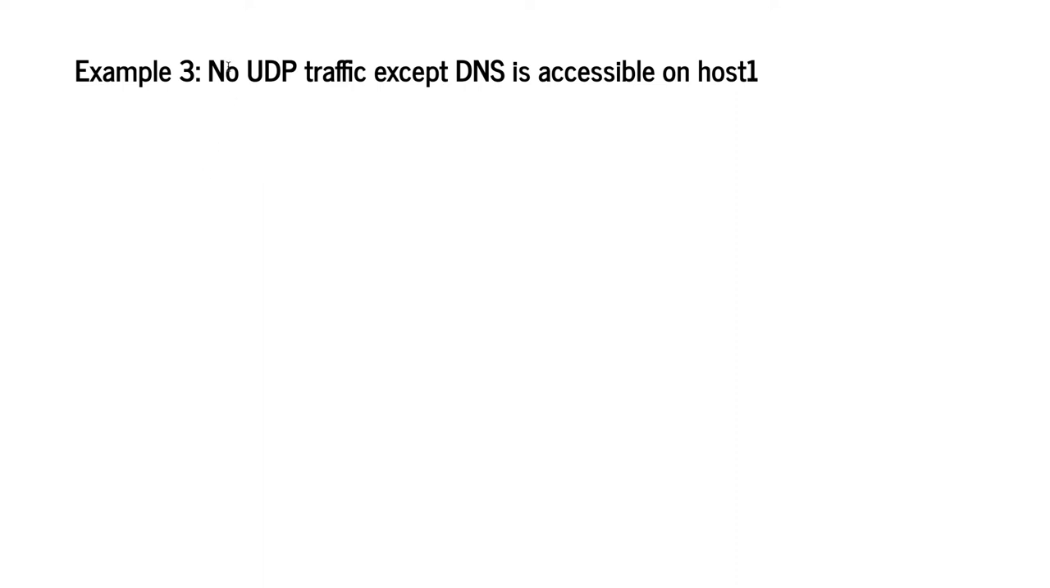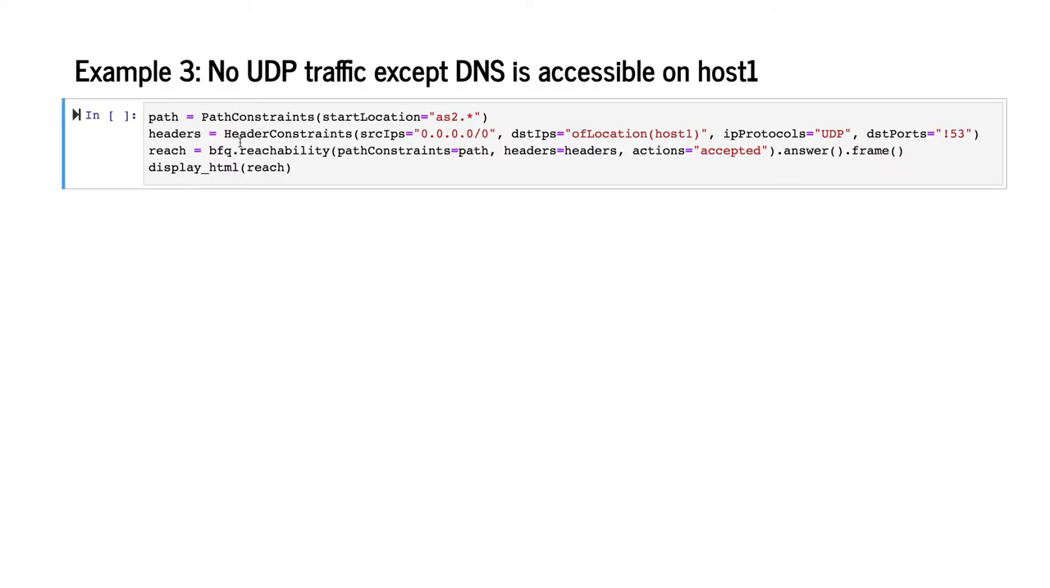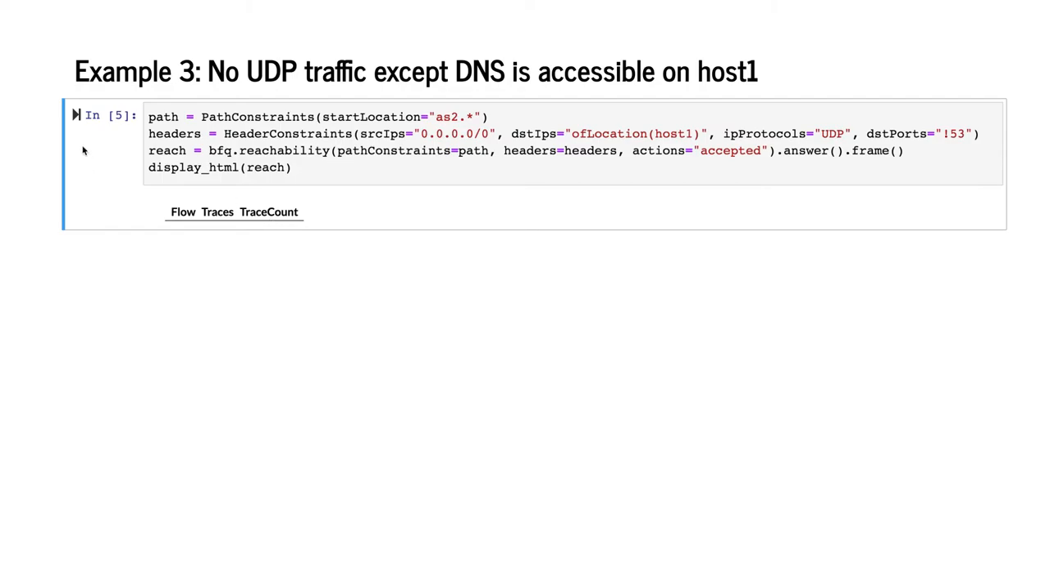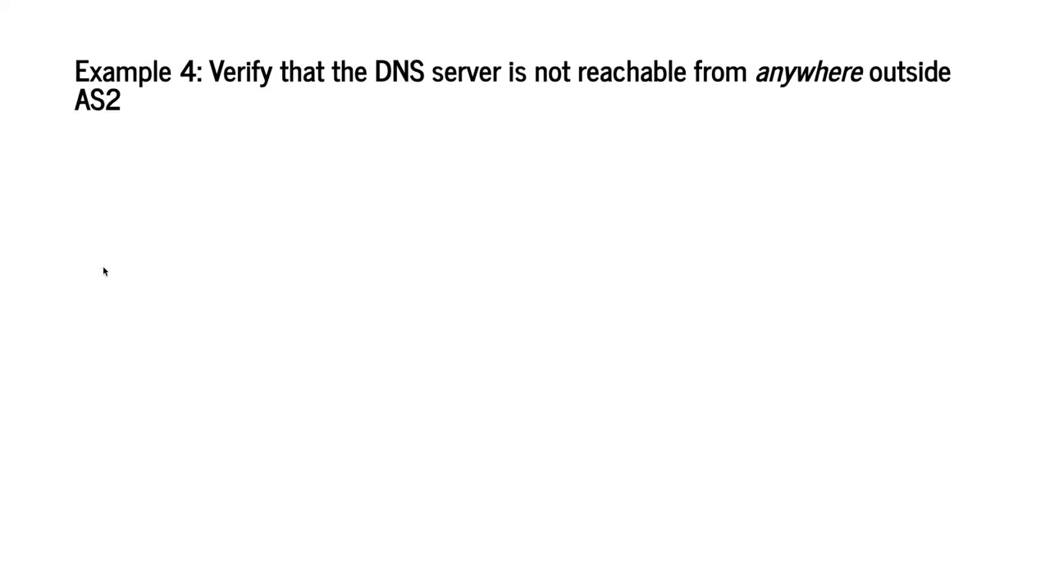Next, let's verify that DNS is the only UDP service reachable on host 1. We do this by searching for any UDP flows accepted by host 1 on ports other than 53. We also relax the source IPs to include any possible source IP address of any node that reaches AS2. Again, Batfish didn't find any answers, so we know that host 1 will not accept any UDP traffic other than DNS.